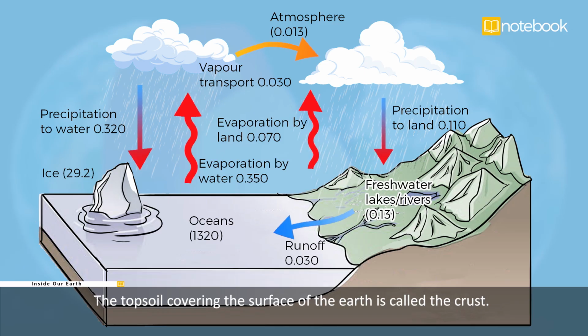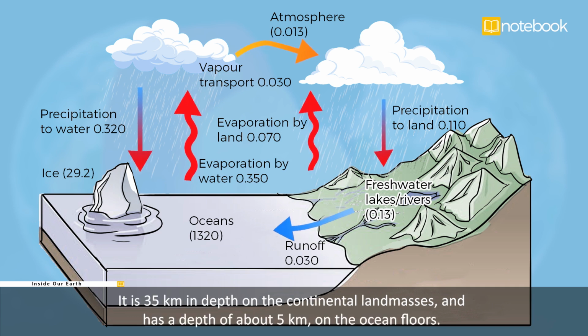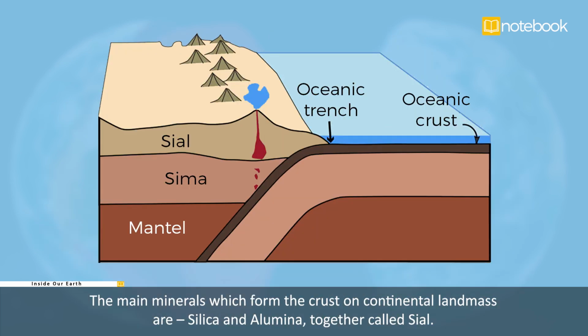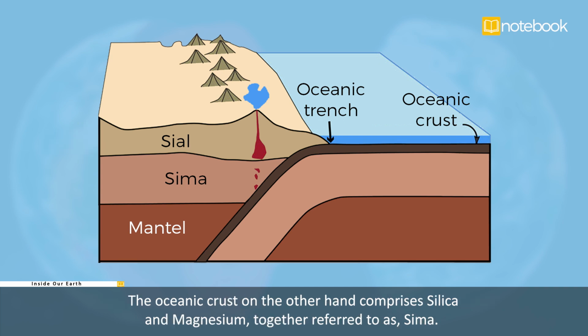The topsoil covering the surface of the Earth is called the crust. It is 35 kilometers in depth on the continental landmasses and has a depth of about 5 kilometers on the ocean floors. The main minerals which form the crust on continental landmass are silica and alumina, together called Sial. The oceanic crust, on the other hand, comprises silica and magnesium, together referred to as Sima.